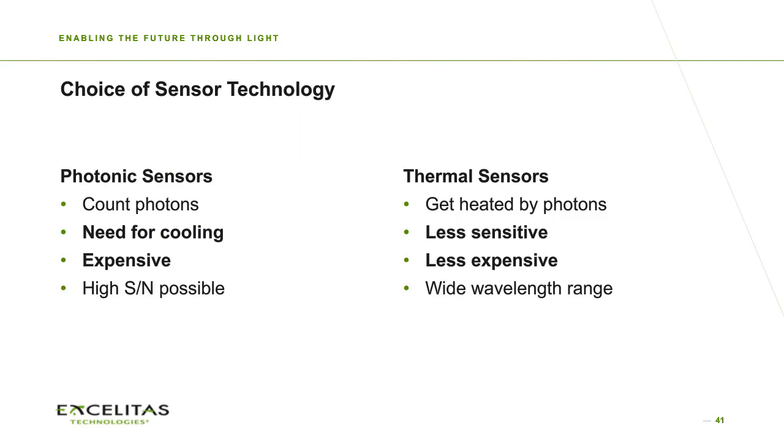On the left side, you can have photonic sensors. They simply count photons. Those are semiconductors counting photons. In most cases, they need cooling in order to be sensitive enough for those single photon countings, and they are very expensive. On the upside, they have a very high signal-to-noise property. On the right side, I am talking about thermal sensors. Thermal sensors are called thermal because they get heated by photons, and you're not directly measuring those photons. They are much less expensive. They are also less sensitive, but on the plus side, they have a very wide wavelength range.